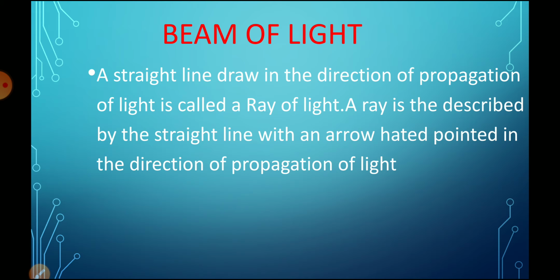Beam of light. A straight line drawn in the direction of propagation of light is called a ray of light. A ray is described by a straight line with an arrowhead pointing in the direction of propagation of light.